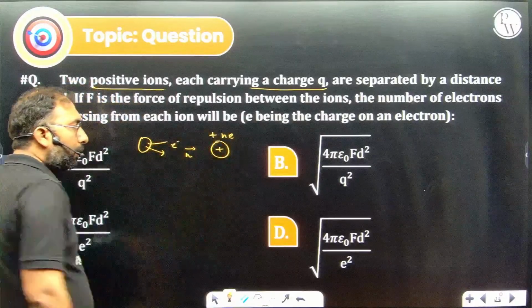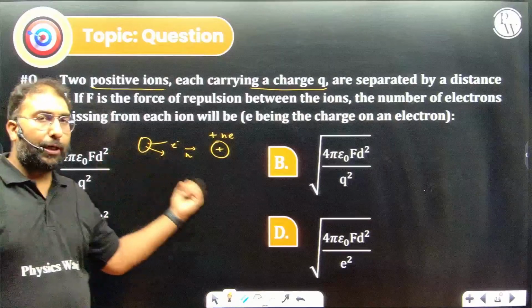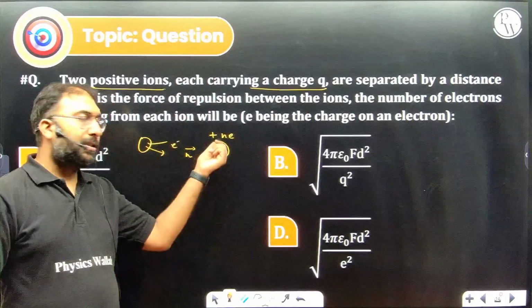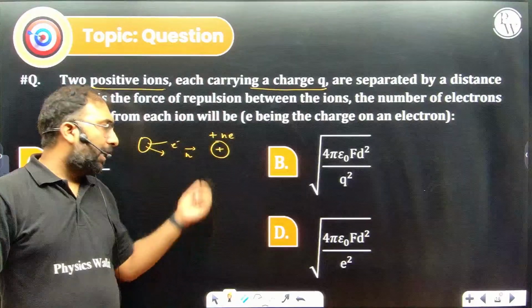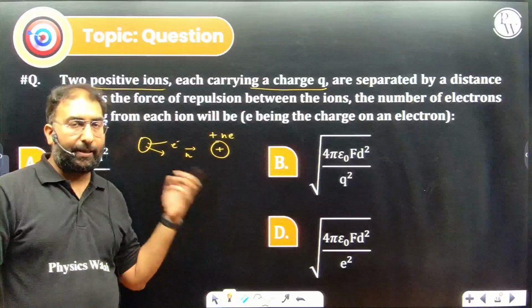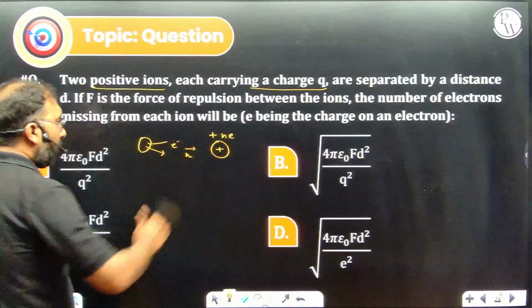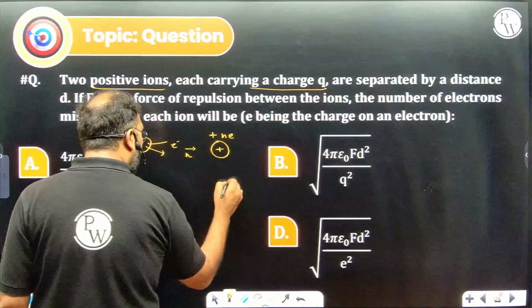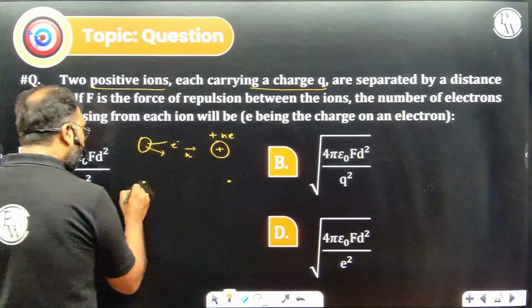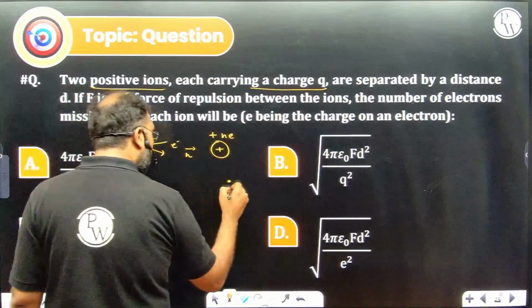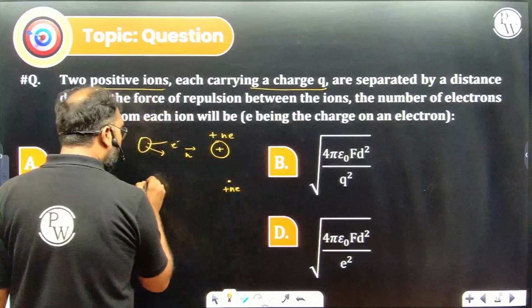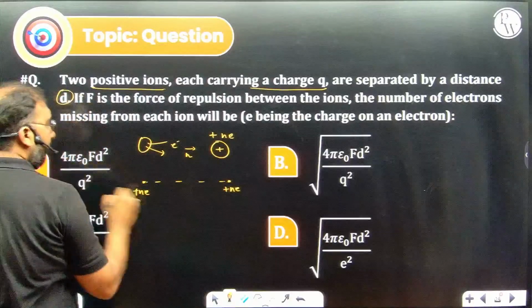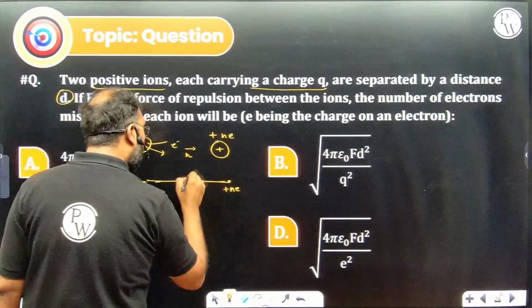I hope you understood this. So when n number of electrons are taken out from an atom, it will carry a total charge of plus ne. It will be positively charged and it will be known as an ion. So we have two ions, and these ions will be considered as point charges so that we can apply Coulomb's law. So this is having charge plus ne, this is also having the same charge plus ne, and they are separated by a distance d.